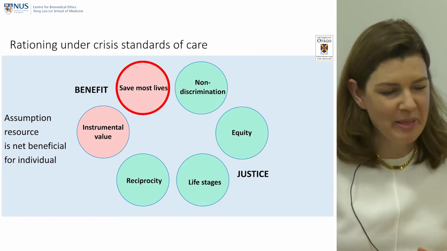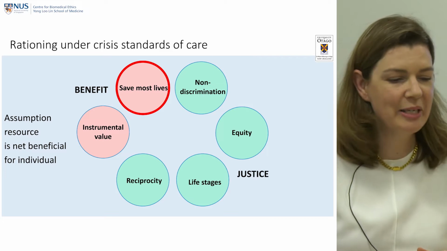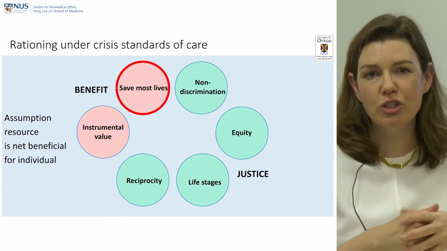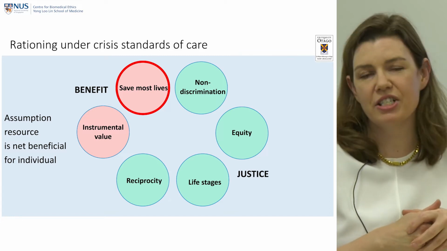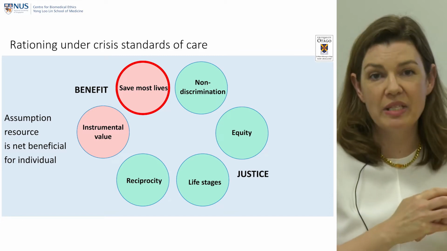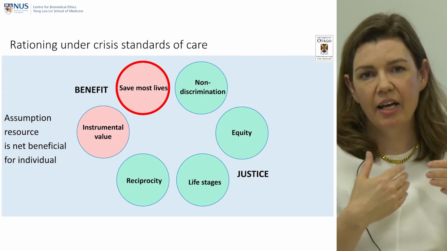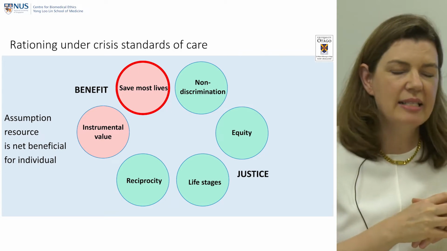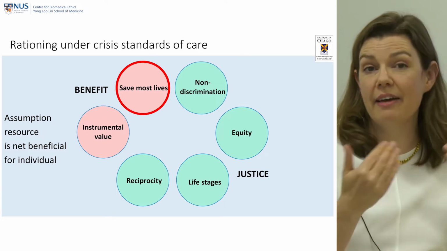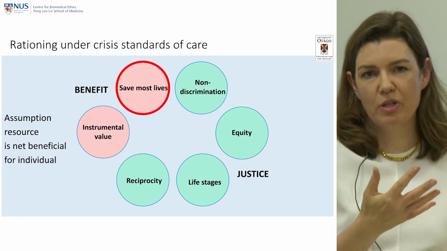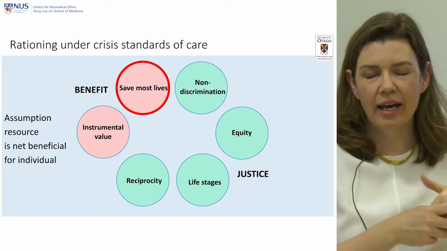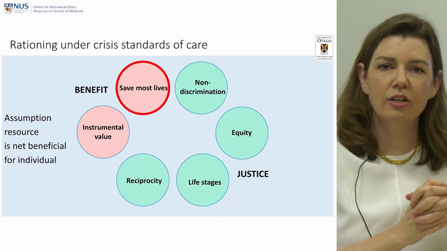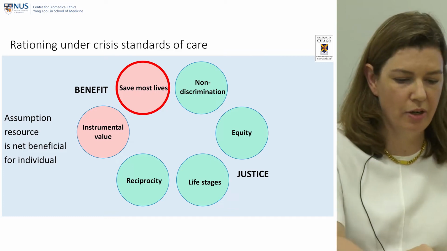And then we come to the one that was most dominant, which is saving the most lives. The most influential ethical value or idea in relation to resource allocation across the board was the idea of saving the most lives. That's sometimes referred to as utility or efficiency, sometimes broken down to saving the most life years. So not just the most lives, but saving the most life years overall. It's an aggregate measure. It looks at the benefit for the population as a whole.